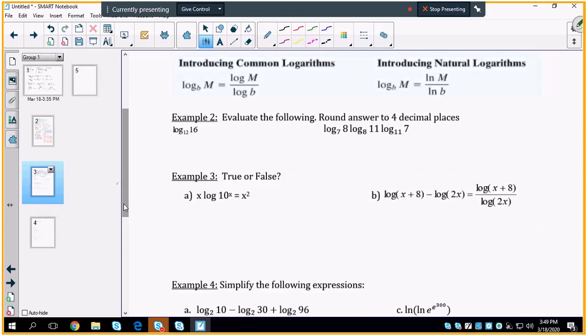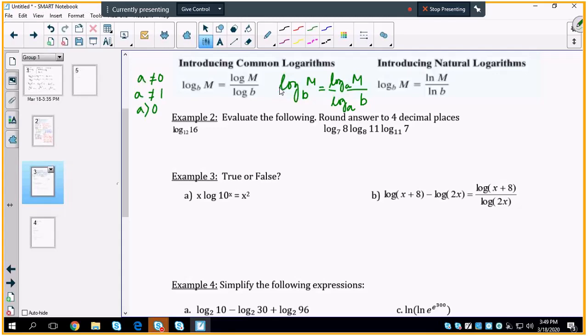So the idea is, if you have any logarithmic term, log of m to the base b, you can always write it as log of m over log of b. And it doesn't matter what base you choose. I can choose any base as long as the bases are the same on top and bottom, and the base is not equal to 0, not equal to 1, and it is strictly greater than 0. I'm good.